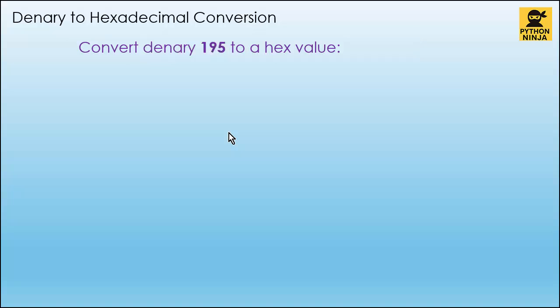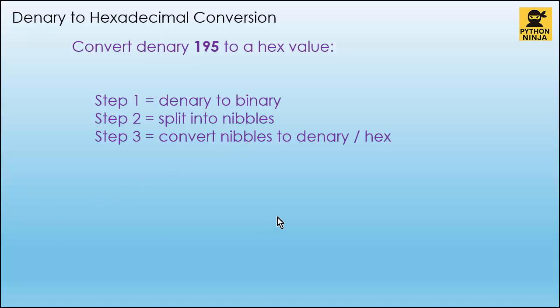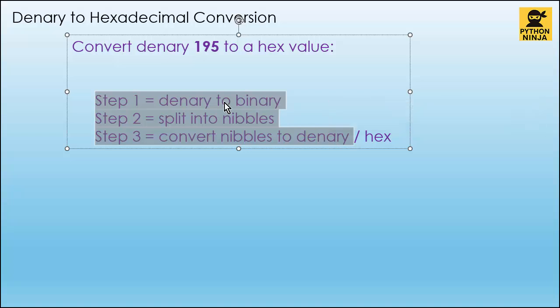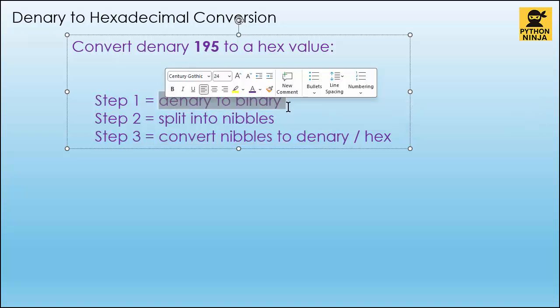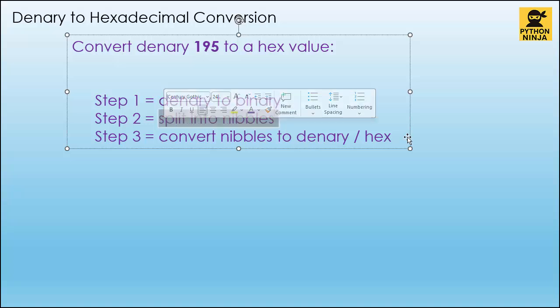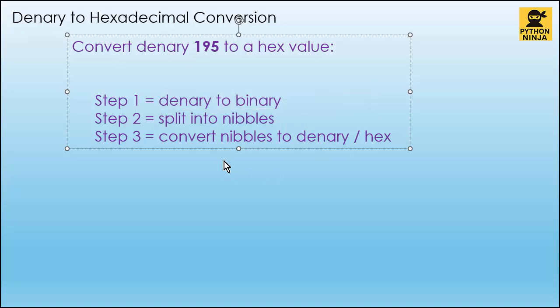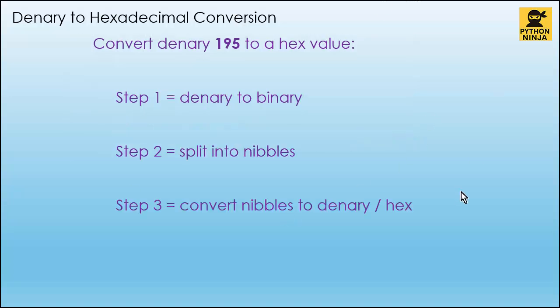Well, for some reason this throws people a little bit, but it's really very simple. Simpler than hexadecimal to denary, really. So to convert from denary to hex, we follow these three steps, okay? Step 1, we convert the denary number 195 to binary. Then we split that 8-bit binary number into nibbles, and then we convert those nibbles to denary and therefore to hex. So let's do that.